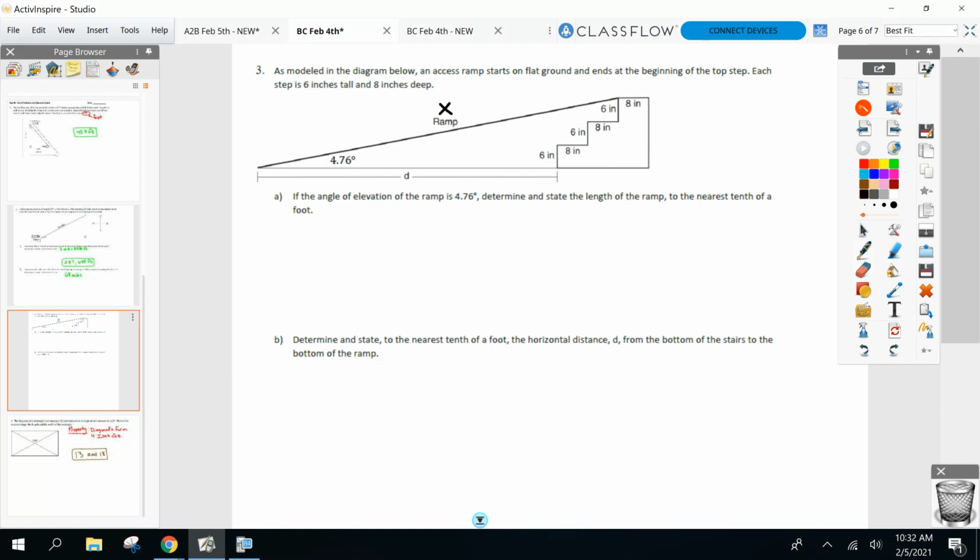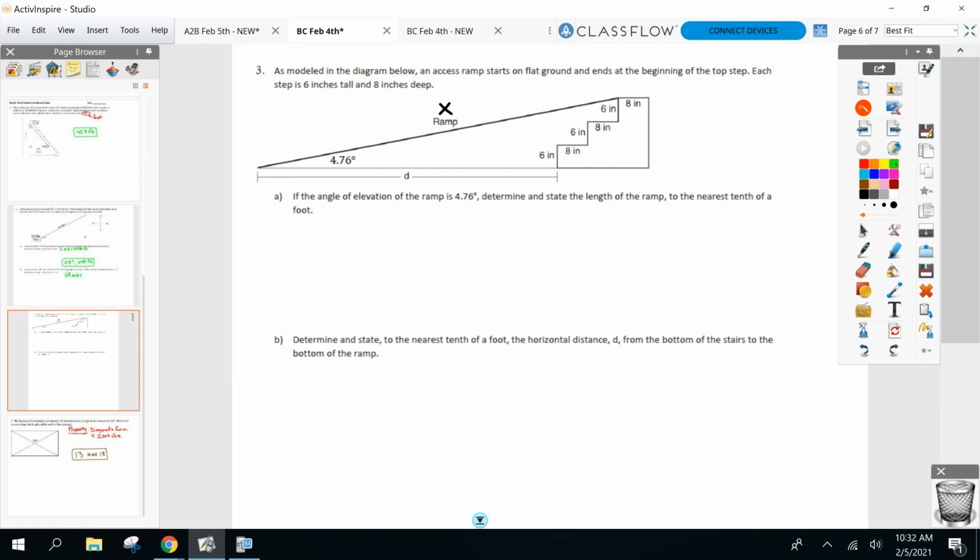Here we go. Length of the ramp. Well, first of all, I need a right triangle. That diagram by itself as a whole is not a right triangle. It's a quadrilateral, right? It's got 4 sides. It's got the ramp, then it's got that little 8-inch piece on top, then it's got your 2 vertical and horizontal sides. So do you see how I could make this into a right triangle, though?